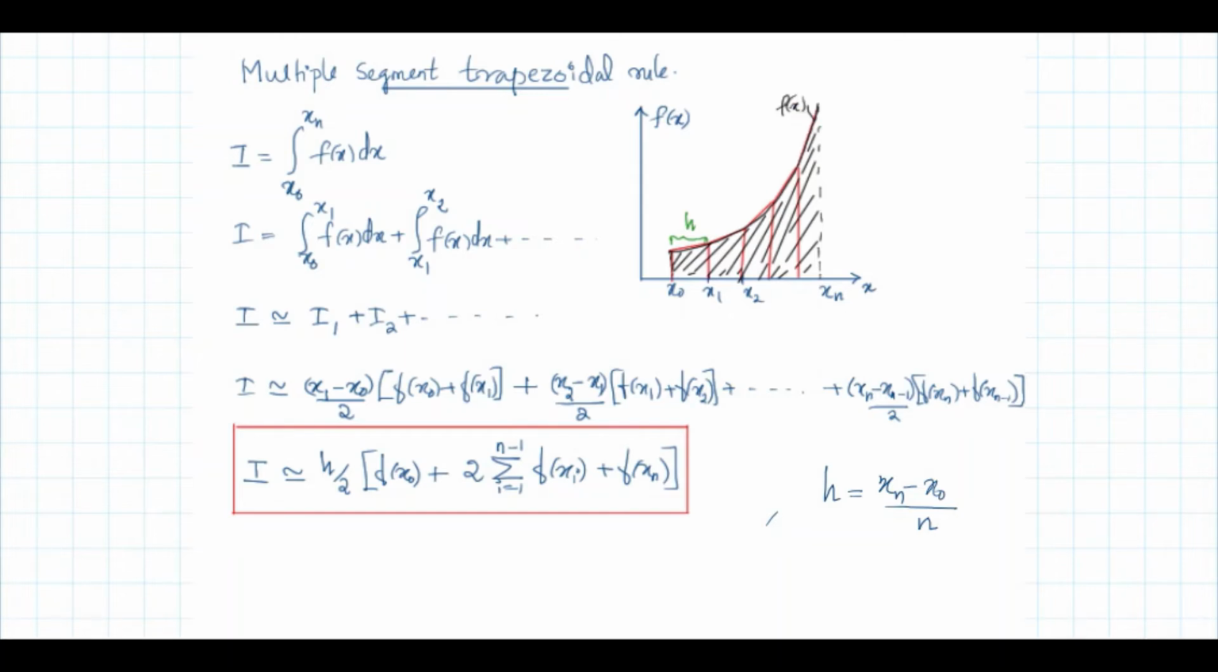Then the first one you call it as I1, second one I2 and so on. For the first one, upper limit is x1, lower limit is x0. So x1 minus x0 by 2 into function value evaluated at x0 and x1.